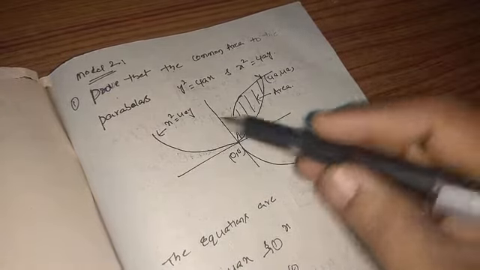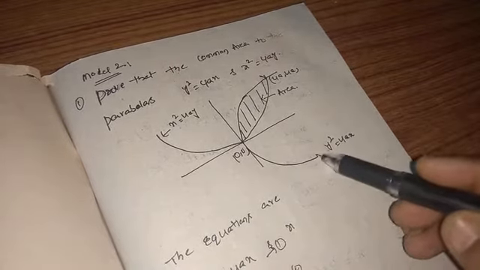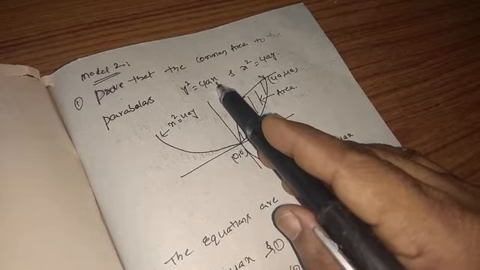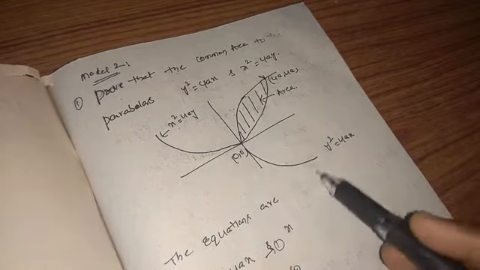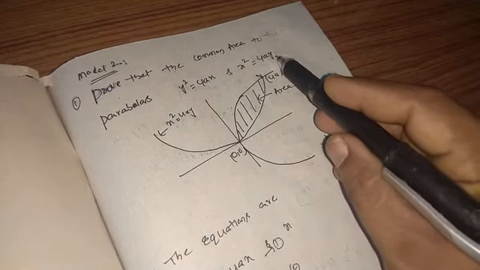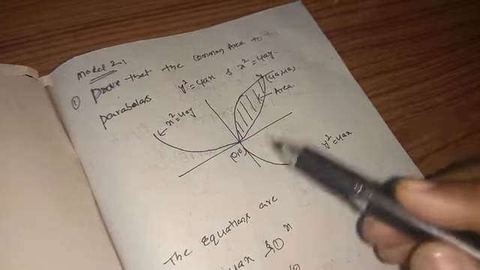So y square equal to 4ax is nothing but a parabola along the x-axis. If we have x here only, there is a non-square term. The non-square term is x. Therefore, the parabola is along the x-axis. And similarly, in the second curve, the non-square term is y. The parabola is along the y-axis.